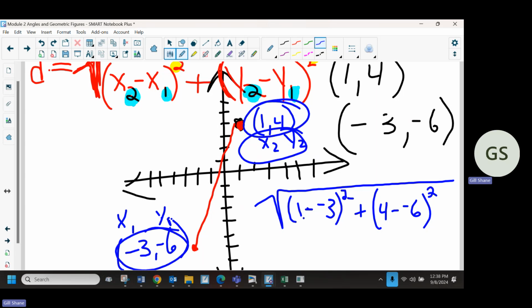You do the subtraction first. This is an order of operations thing. Then when you get those numbers, you will square them. So if you do it in your calculator, you should get 4.